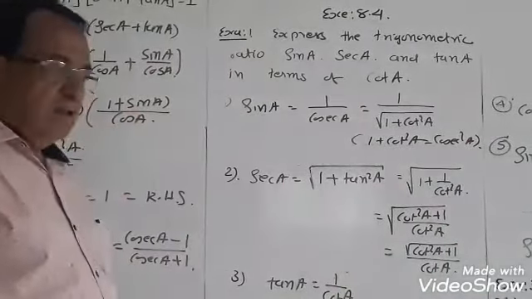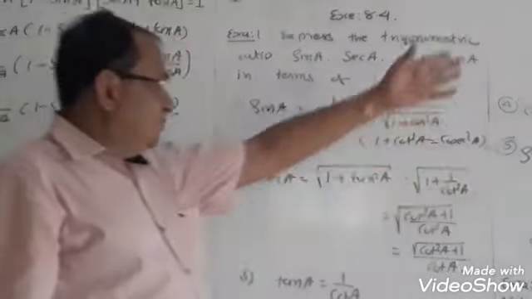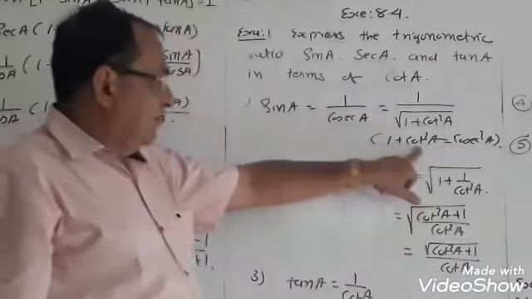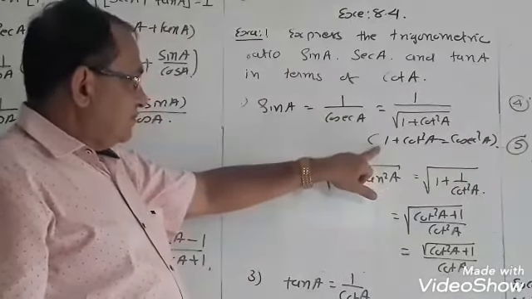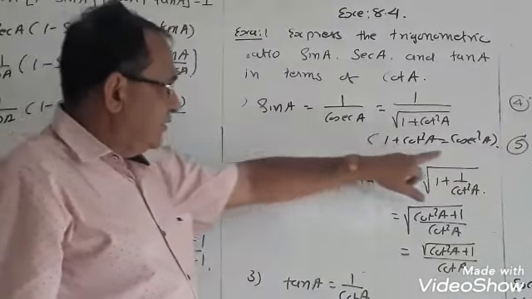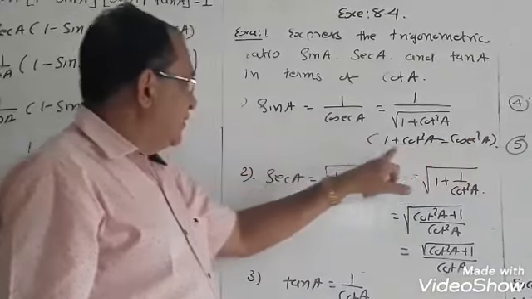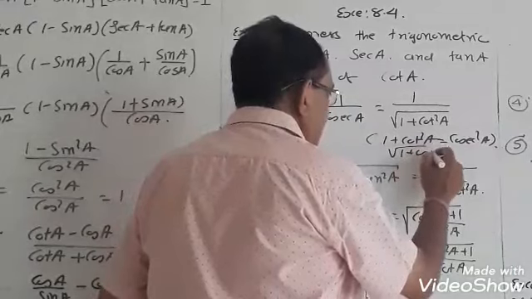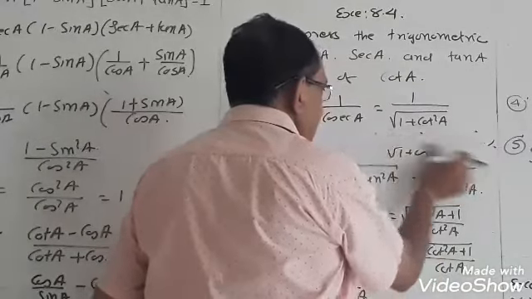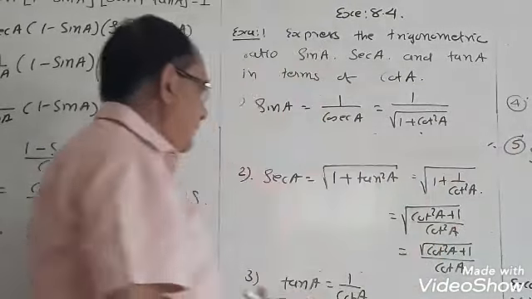Yesterday we have seen it. Students, make the formula triplets. 1 plus cot square A is equal to cosec square A. Then I change this. Sec A is equal to the square root of 1 plus cot square A. Okay, that I have taken here: 1 plus cot square A.